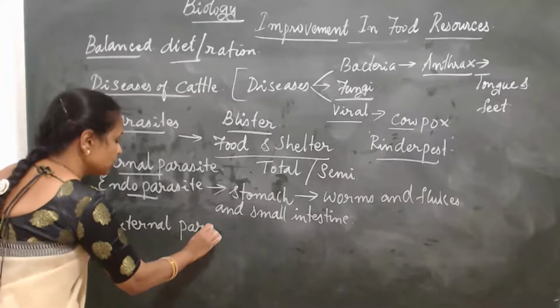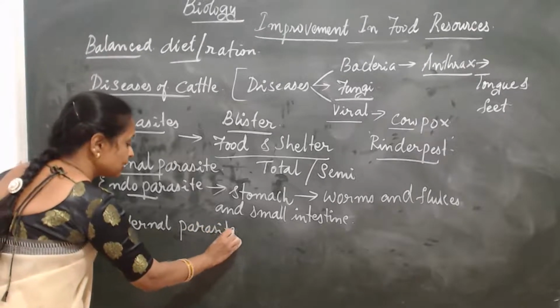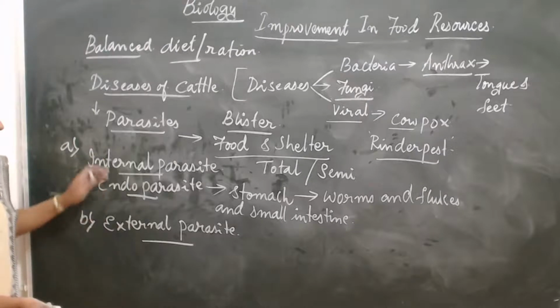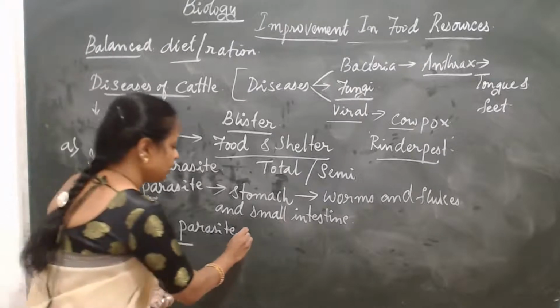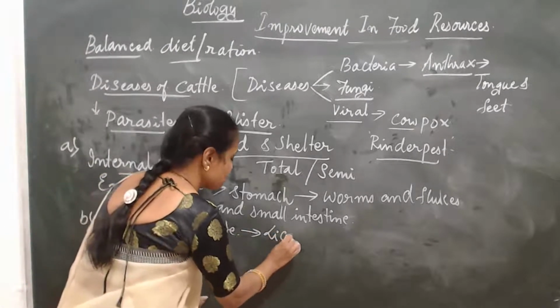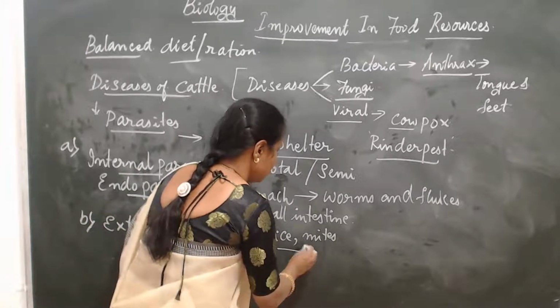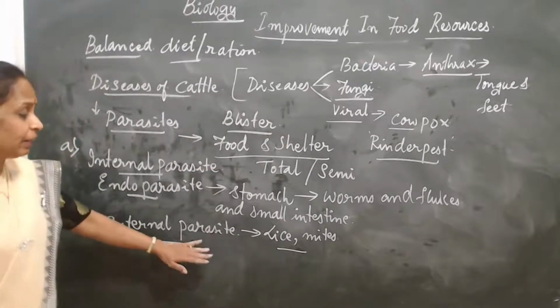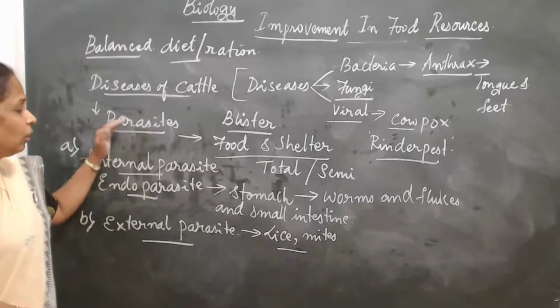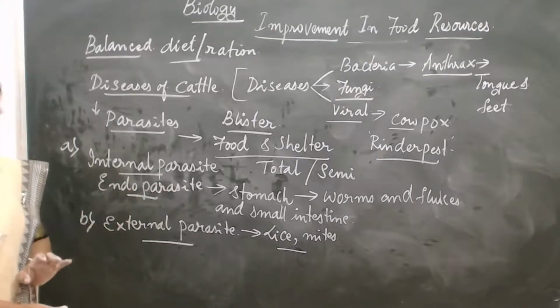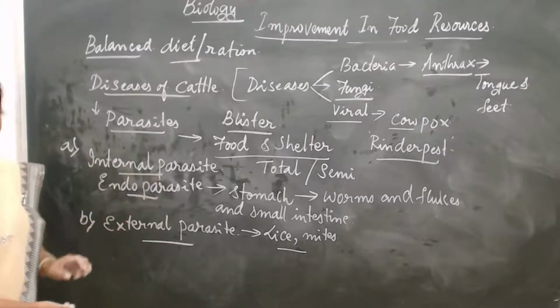When I say external parasite, these are the parasites which are found outside the body or on the body of the cattle. Under this category, you have the lice and the mites. If you have pet animals in your household, if you are not very close to the cattle, at least you might have seen the cats and the dogs.